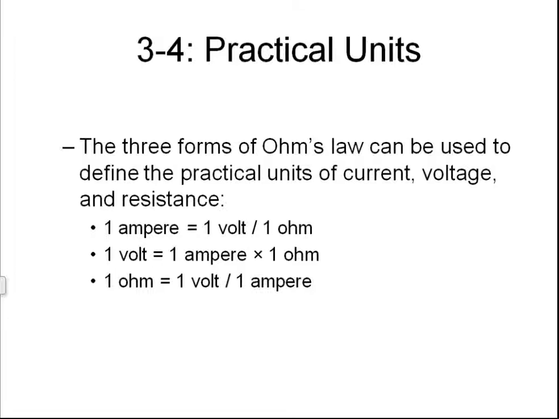All right. So, looking at our three forms of Ohm's law, you can see 1 amp equals 1 volt over 1 ohm. Or 1 volt equals 1 amp times 1 ohm. Or 1 ohm equals 1 volt over 1 amp. Don't know why this was important, but I just re-explained it to you.